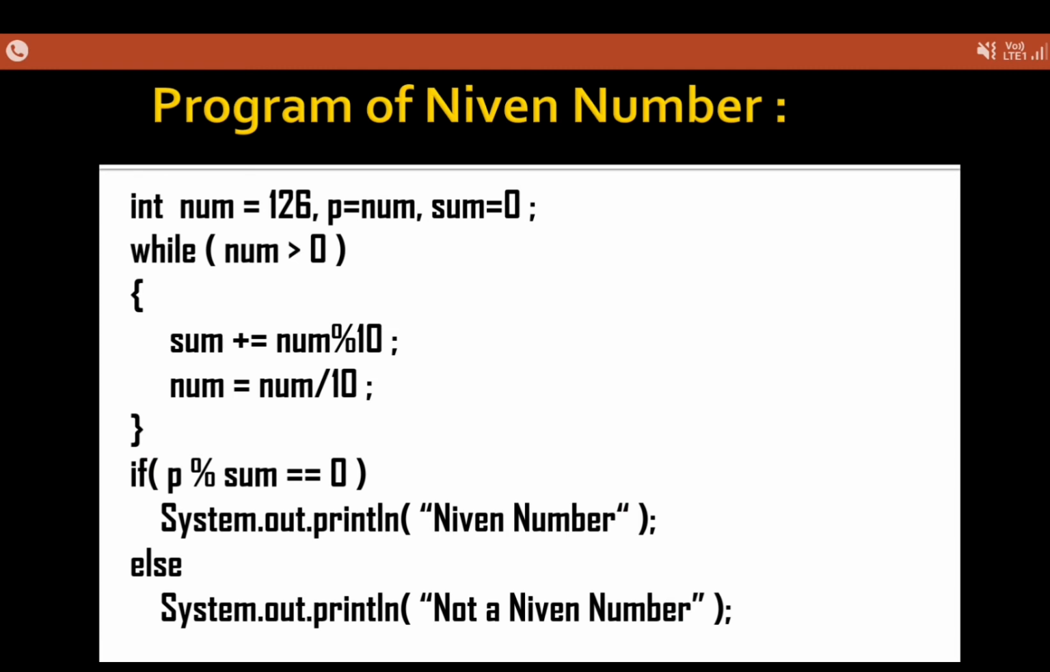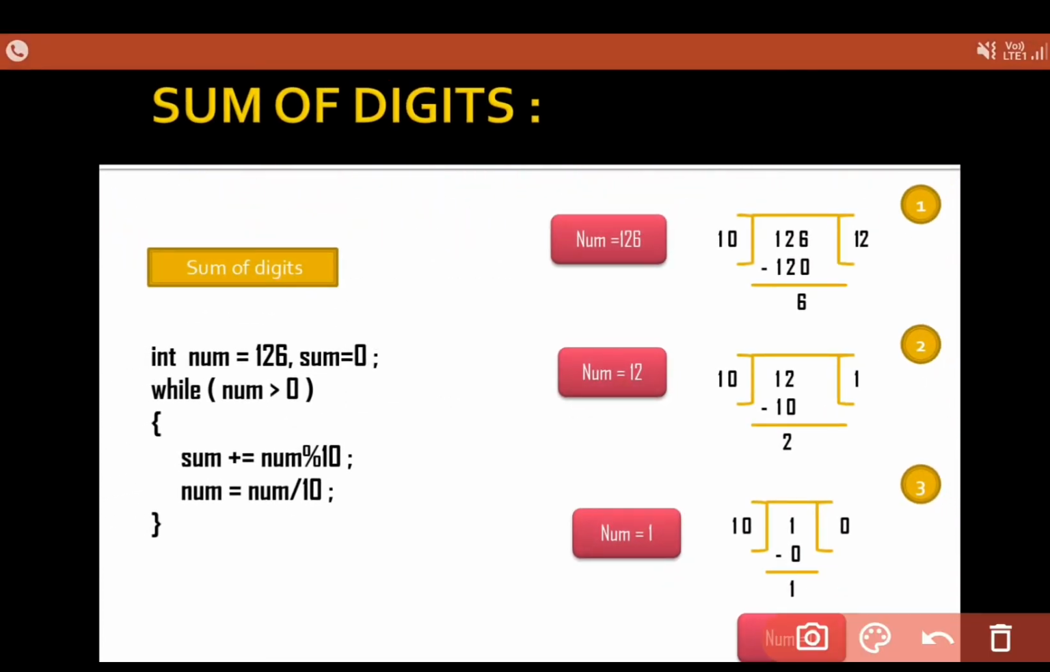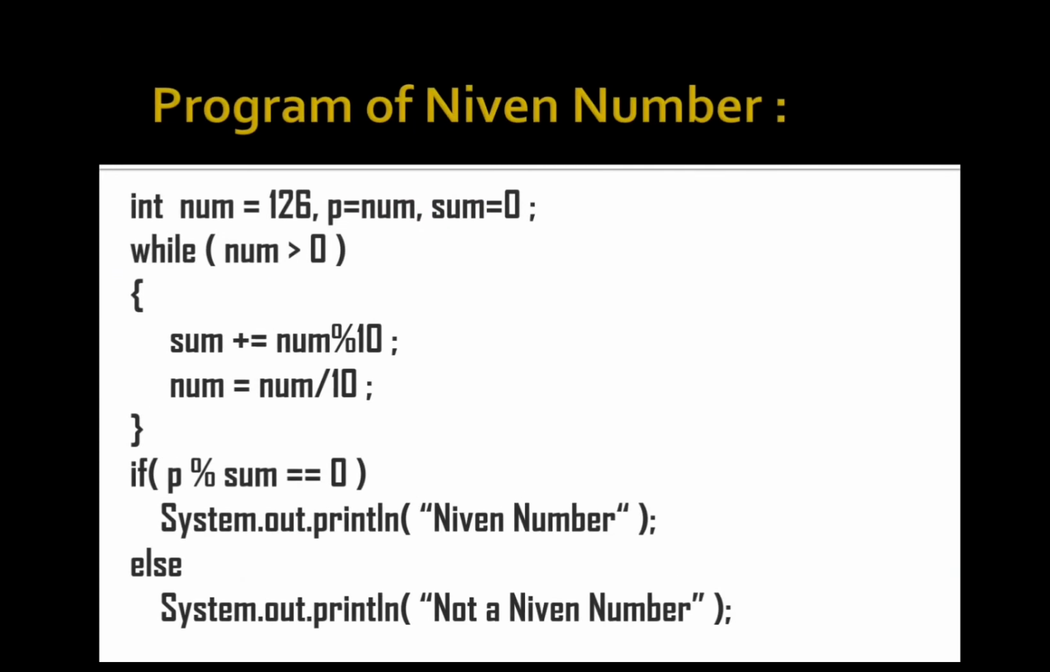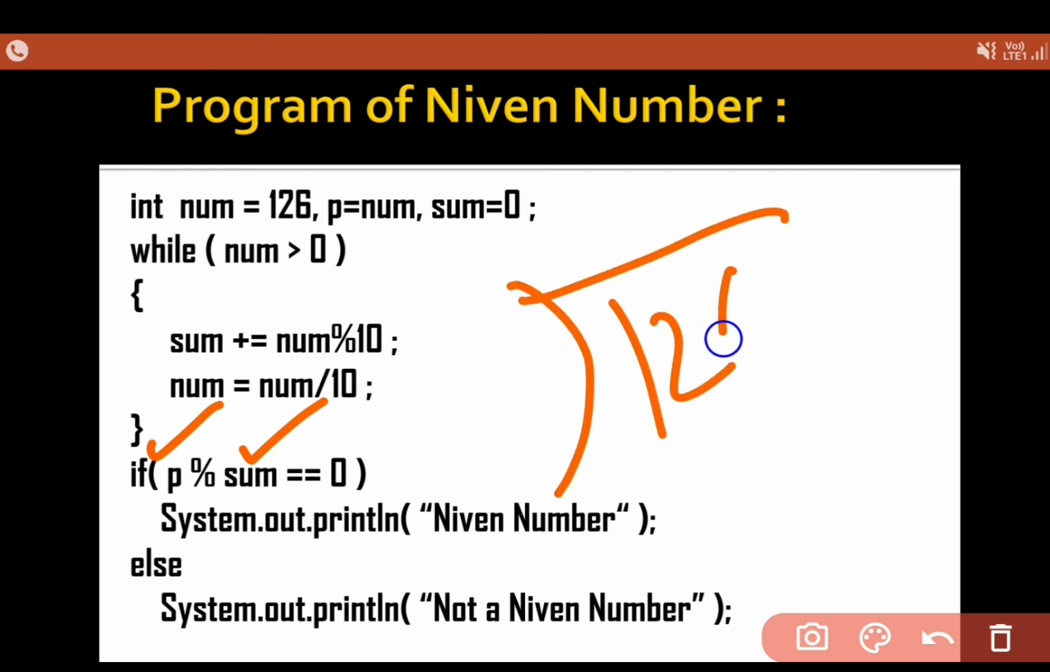With the help of this logic, we are having the sum. Now what we have to do is divide our original number and check whether 126 is completely divisible by 9 or not. How will we find whether it is completely divisible or not?